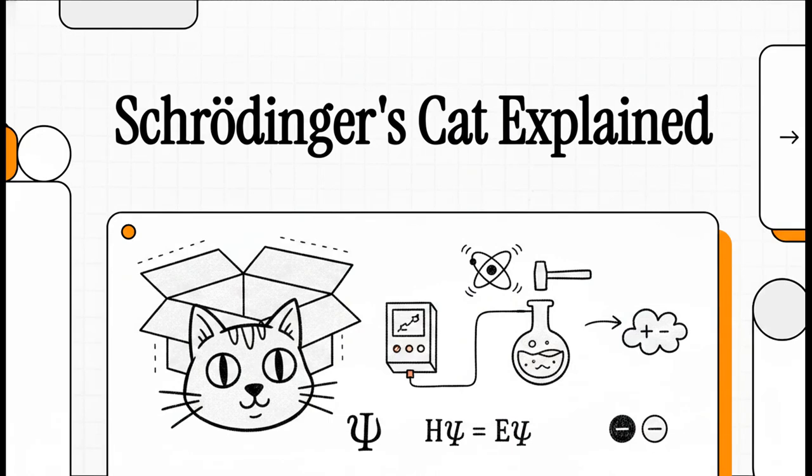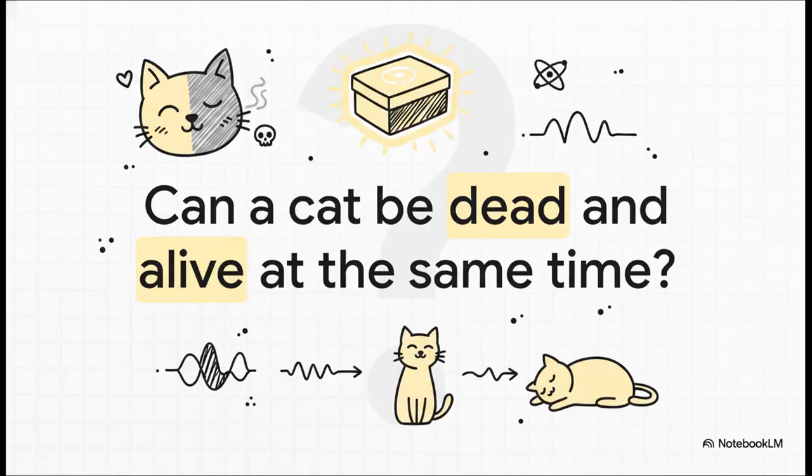Welcome to The Explainer. Today we're tackling one of the most famous and, frankly, most misunderstood thought experiments in the entire history of science. We're going straight to the source to look at the math, the metaphor, and the really incredible physics behind the most famous feline in science, Schrödinger's cat. If you want to finally grasp how the microscopic world behaves so completely differently from our own, well, you're in the perfect place. So, can a cat actually be dead and alive at the exact same time?